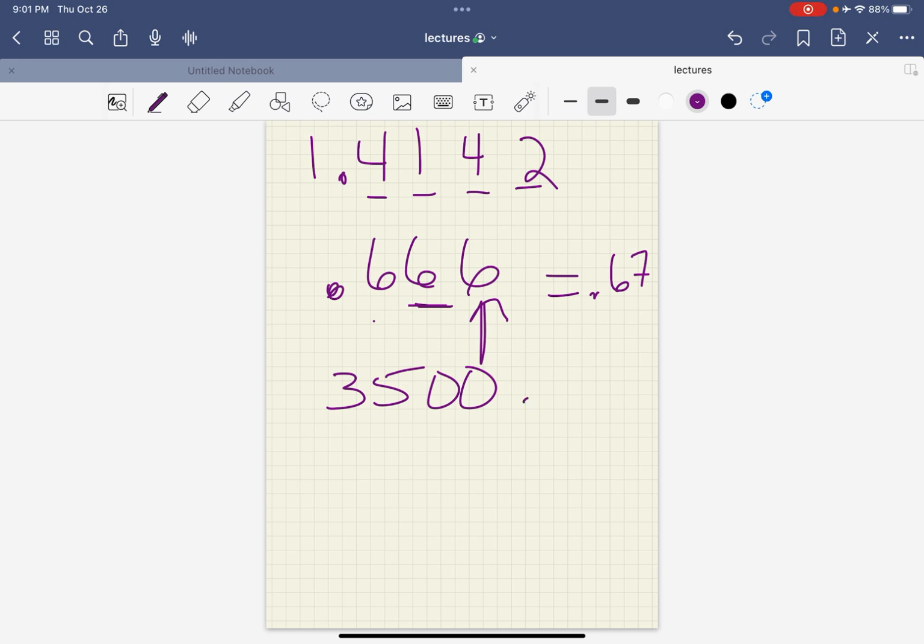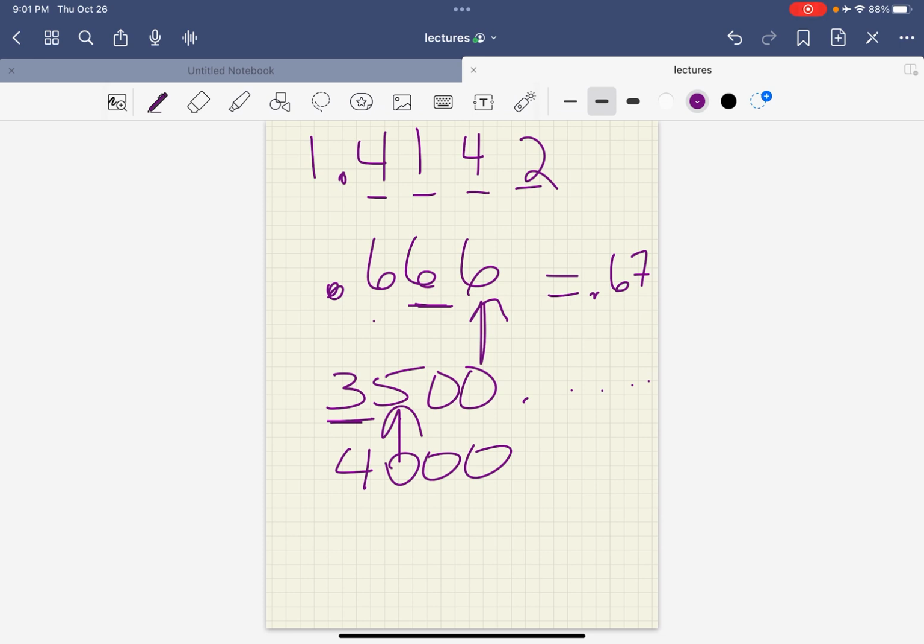Letter C is round this number to the nearest 1,000. So I don't even care what this is after the decimal. The nearest 1,000 would be here. Look at the 5. So the 5 is big enough to change the 3. It would just be 4,000. Okay, next.